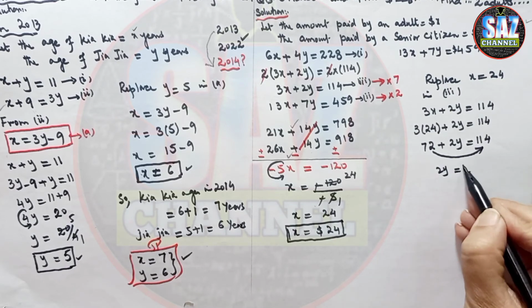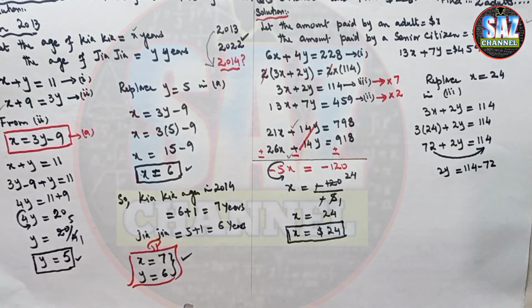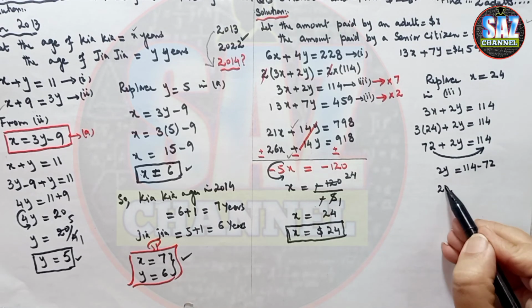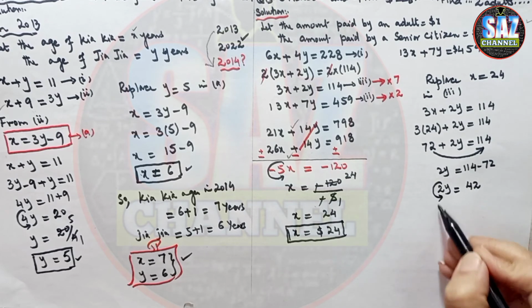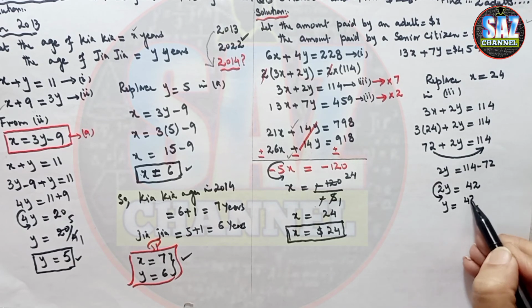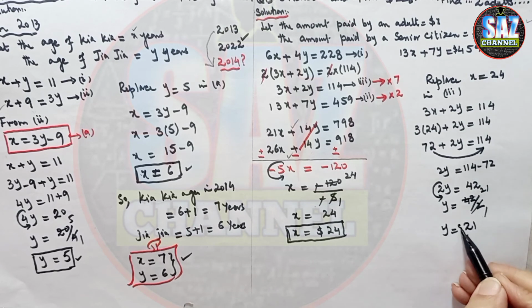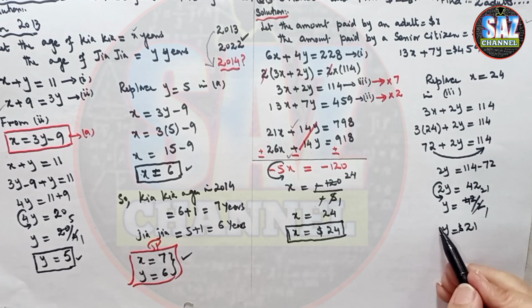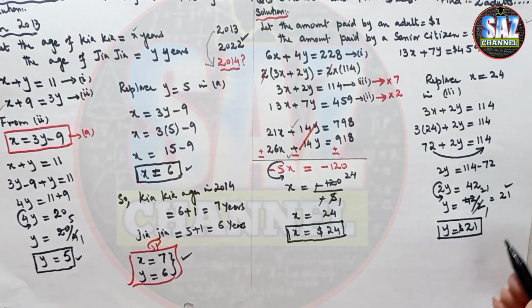2y equals to 114 minus 72. Take away 72 from 114. 114 minus 72 will give me 42. 2y equals to 42. Now shift this 2 to other side, divide it. 42 divided by 2, 2 ones are 2, 2 twos are 4, so y equals to 21. So this is the amount that a senior citizen has to pay, y equals to 21. Now I hope you are clear about this working.